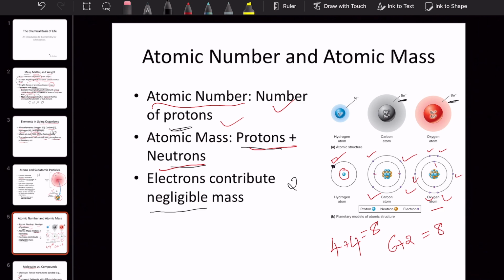Then another one, carbon. Carbon has 2 electrons in the first orbit, then in the second 1, 2, 3, 4. So 4 electrons are there. To make this carbon stable, you need 4 more electrons. It's not stable right now. So 4 plus 4 makes 8, and 8 is going to be stable. Another one, oxygen. Oxygen has 2 in the first shell and 6 in the second, so you need 2 more to make it 8.